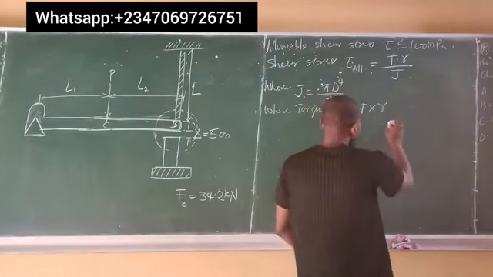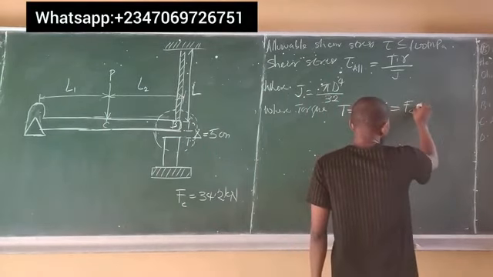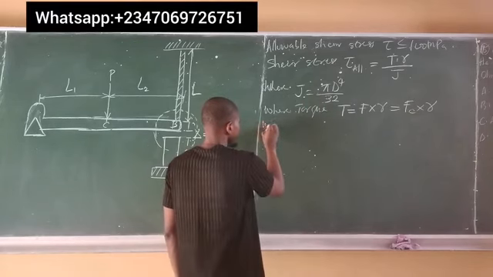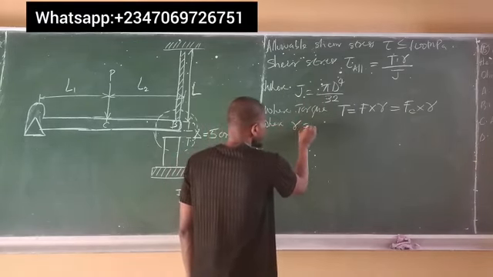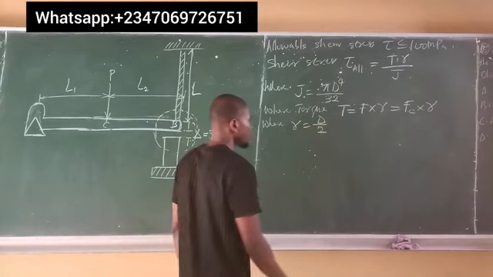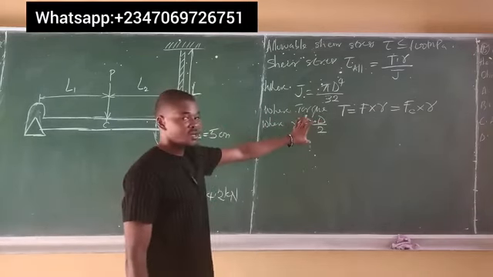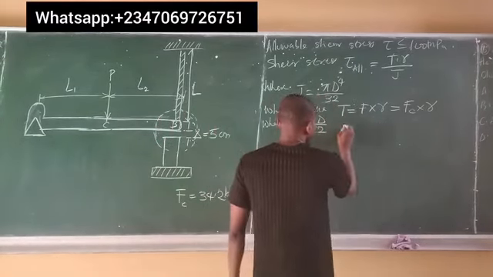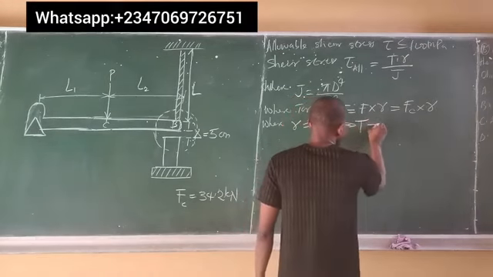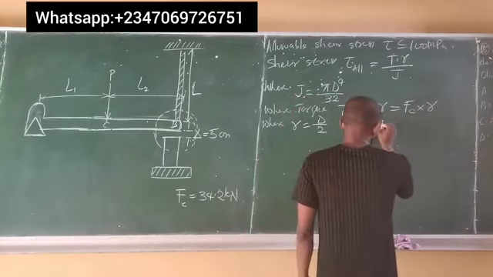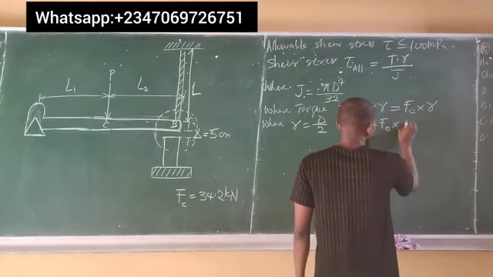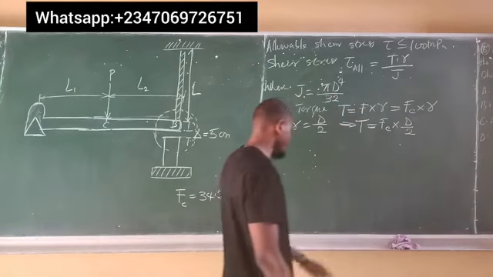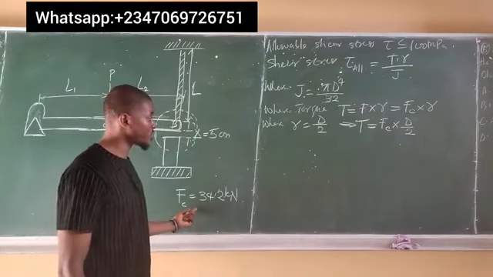That means this force is simply the cable force multiplied by the radius. But then, what is radius? Radius itself is always given as diameter all over 2. Radius of every object is given as diameter all over 2. So we can now rewrite this torque. This implies that torque T is equal to the cable force multiplied by diameter all over 2, which gives us radius. We've already solved for the cable force and we obtained 34.2 kilonewtons.